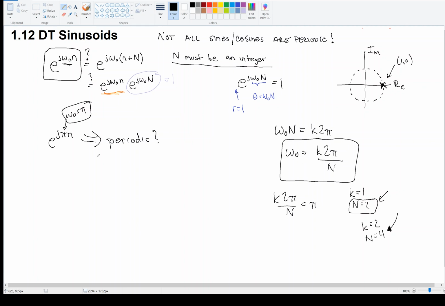Okay, so this means that something like cosine, because of Euler's relationship, cosine of pi n is also periodic. It has a frequency of pi. A sine of pi n is also periodic. Now let's look at something a little bit more interesting. How about e to the j 2n? And we're going to ask again, is this periodic?